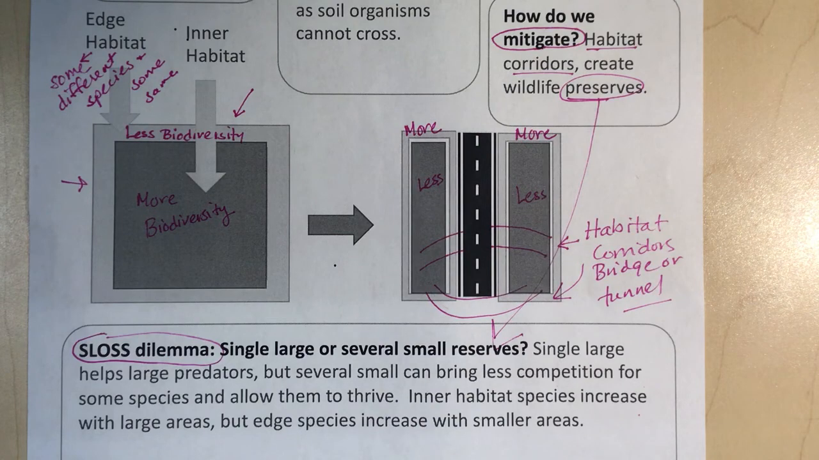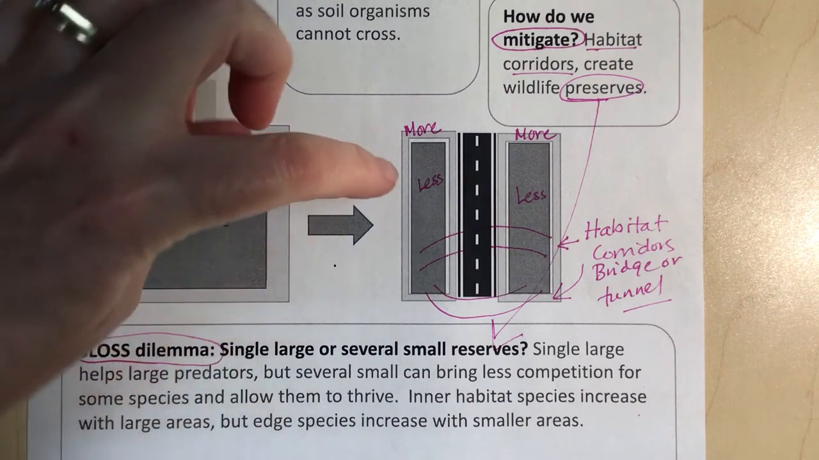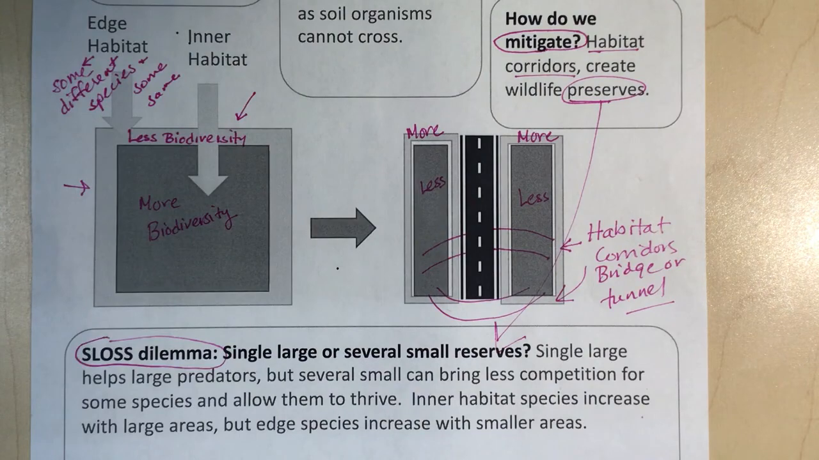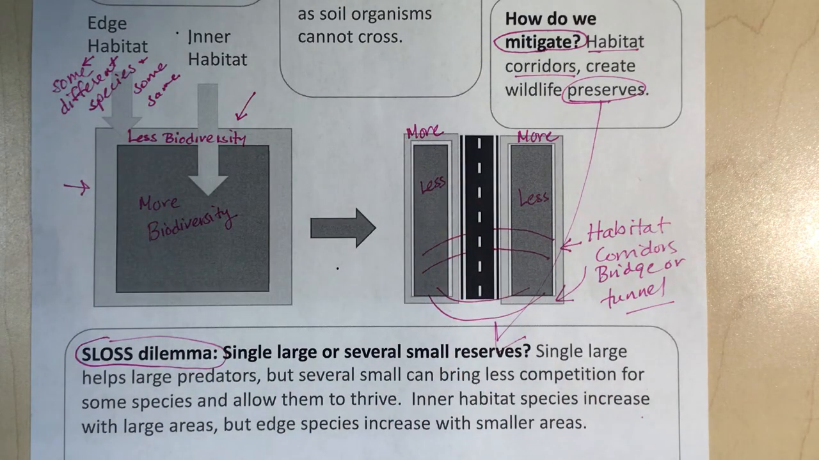What is better? Single large reserves help large predators, but several small can bring less competition for species and allow them to thrive. Inner habitat increases with large areas, but edge species increase with smaller areas. So again, it's kind of pros and cons to both. And so what do you build? What do you preserve? And so those are not easy answers to find. All right, and that's it for these notes.